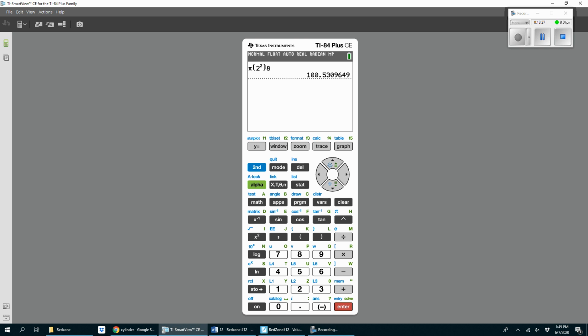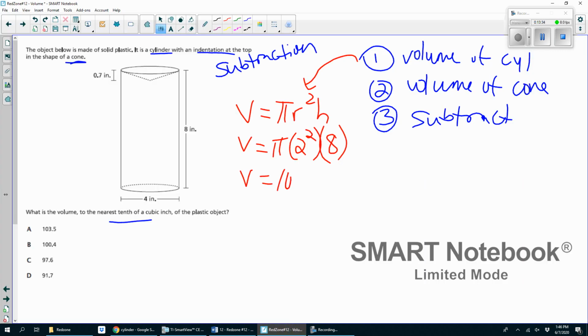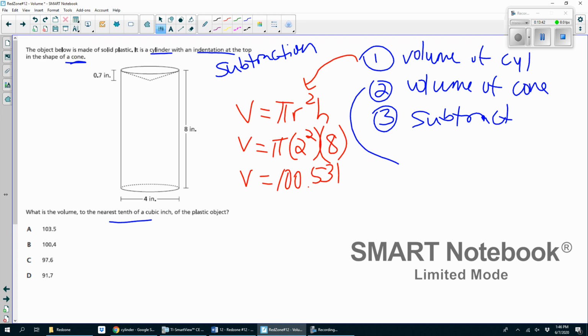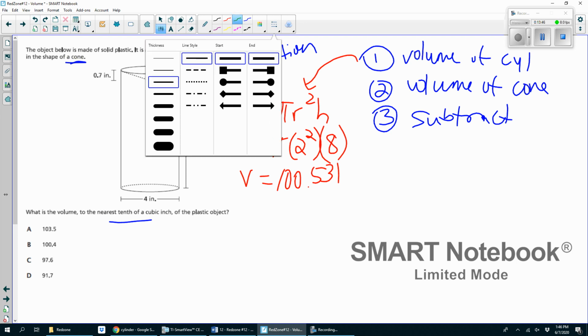100.5309. I can round it, just not all the way to the 10th place. I'm going to round it to 100.531. Okay, that takes care of that. Now let's switch colors and do the volume of the cone.